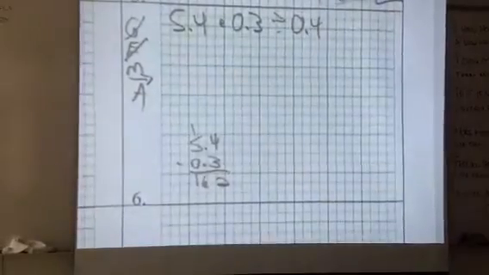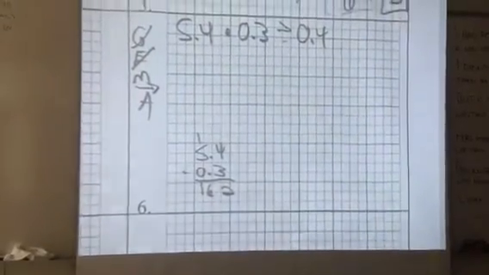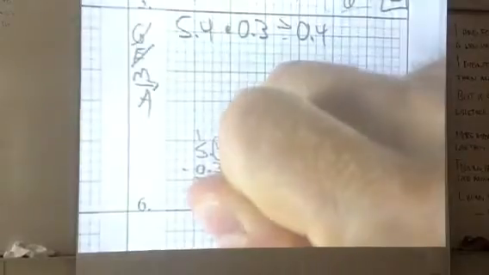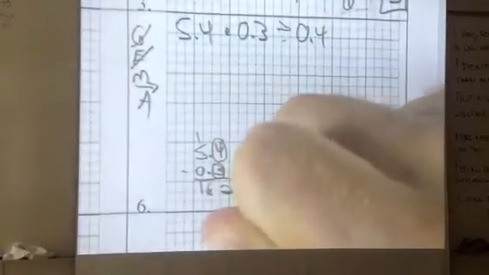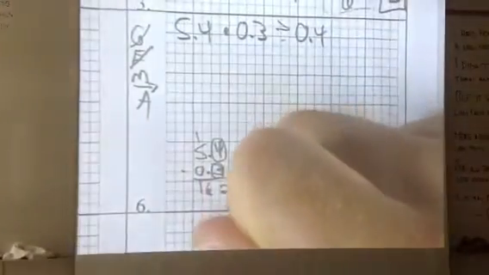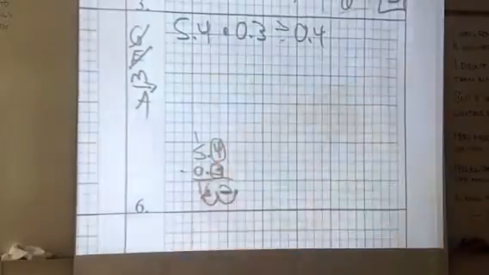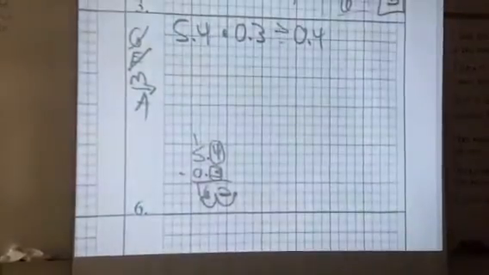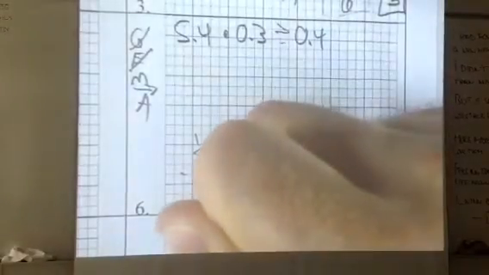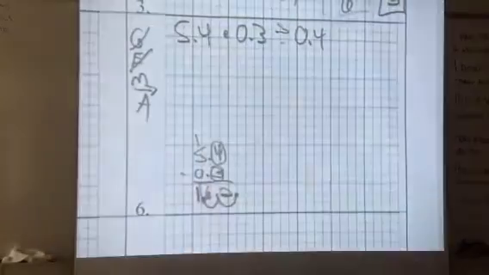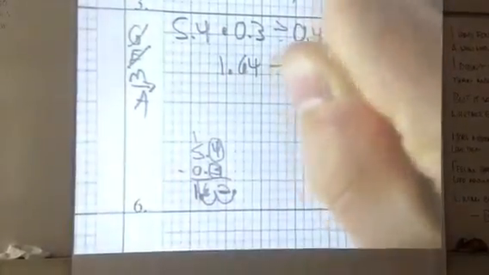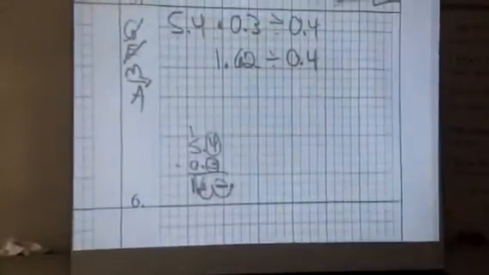Okay? So that's 162. But again, I need to count off my number of decimal places in my factors. So I've got 1 decimal place here and 1 decimal place here. I have a decimal that starts there. I need to move it over 1, 2 places to the left. So 5 and 4 tenths times 0 and 3 tenths gives me, my decimal would be right here in between the 1 and the 6. So that's 1 and 62 hundredths divided by 0 and 4 hundredths. Ooh, I wrote a 4. Thank you. So 1 and 62 hundredths divided by 0 and 4 hundredths.